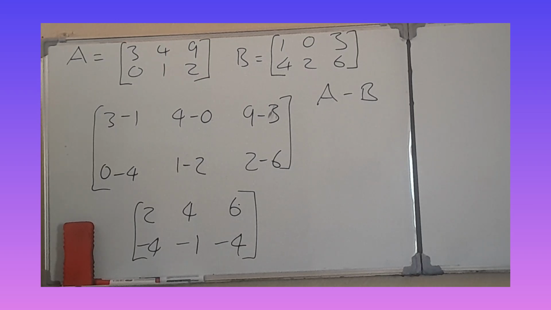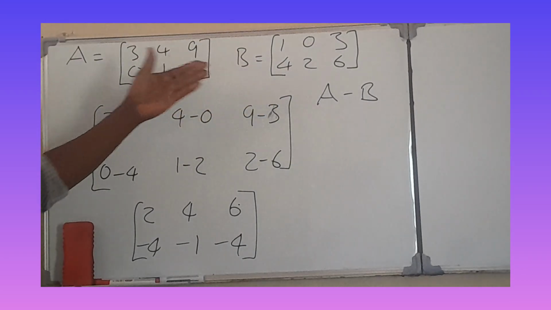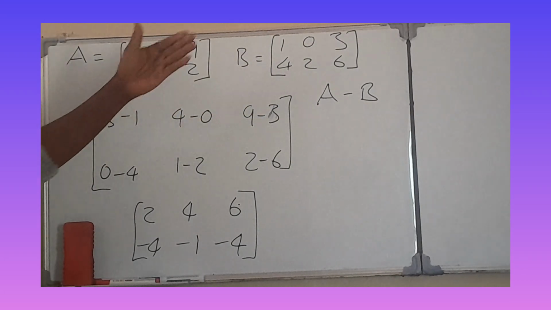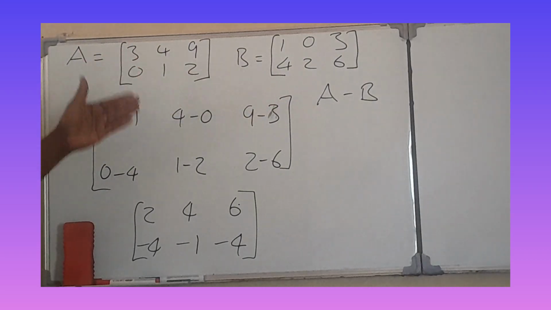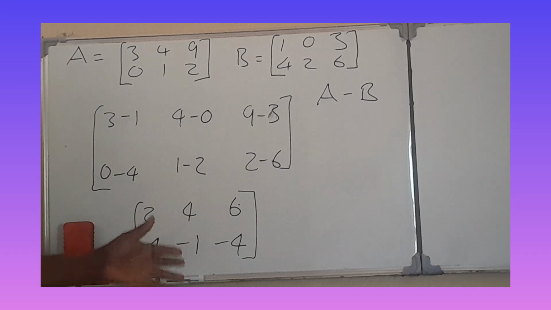Notice here, in both addition and subtraction, the result is always a matrix of the same size as A and B. Remember, in order for us to be able to conduct addition or subtraction of two matrices, they must be of the same size. And the result of that operation is a matrix still of the same size. Here, it's a 2 by 3 again, just like A and B.